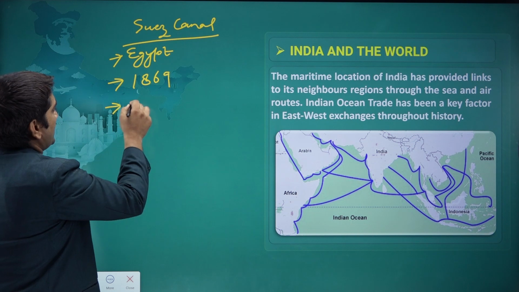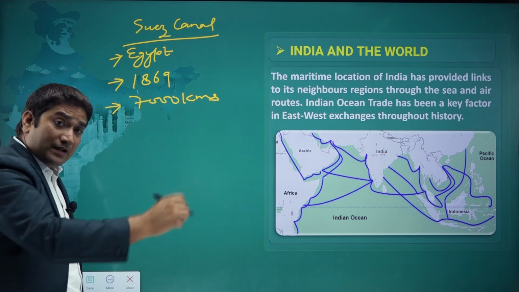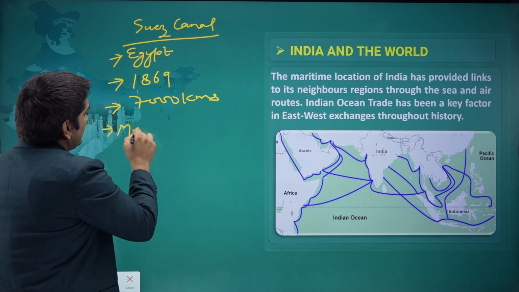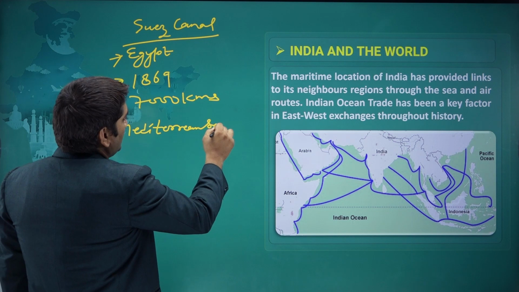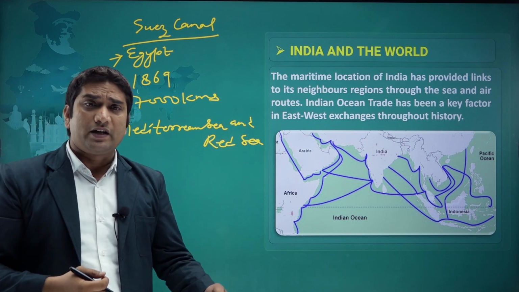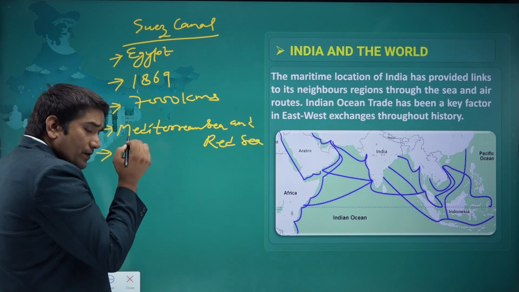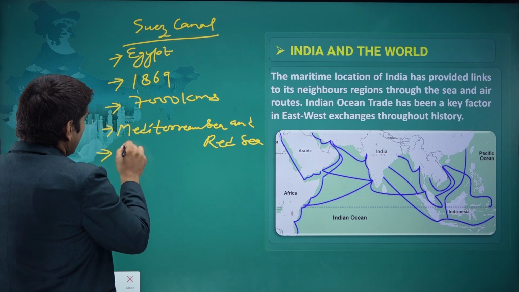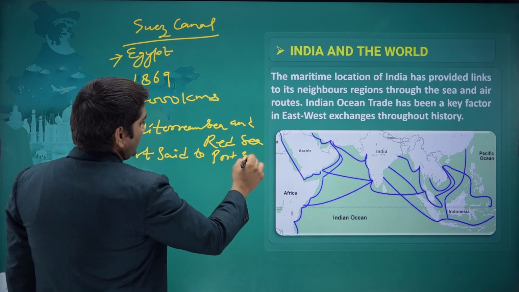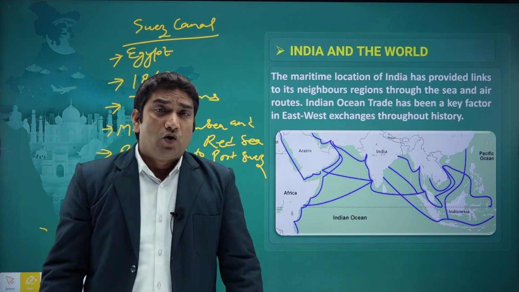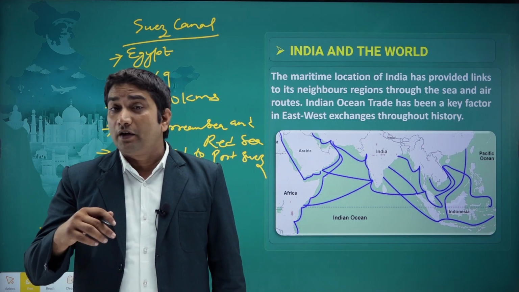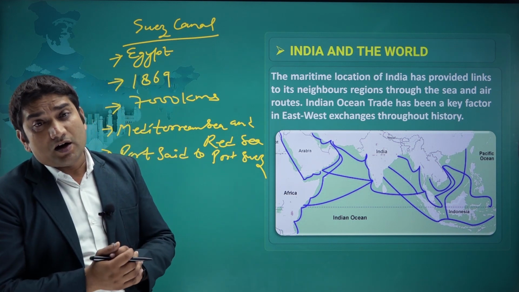It has reduced the distance between the countries by 7,000 kilometers, and the Suez Canal links two important seas, the Mediterranean Sea and the Red Sea. It has two important ports, a starting point and an ending point, from Port Said to Port Suez. The Suez Canal is a very important canal which reduced the distance between European and Asian countries. Due to that, trade has increased between India and the world, and India also has a vast coastline.